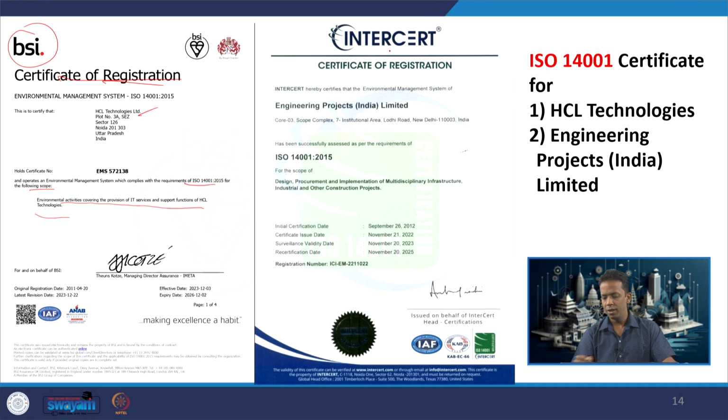Then this is another example of Engineering Projects India Limited. This is a construction based company. Again the standard is the same, ISO 14001:2015, even though the sector of the company is different, and here the scope is design, procurement and implementation of multidisciplinary infrastructure, industrial and other construction projects. Any environmental impact or aspect associated with activities related to infrastructure and construction projects is covered by the required environmental management system that exists in this company and functions as per the guidelines mentioned in 14001, and that is why they have been given the certificate of registration.